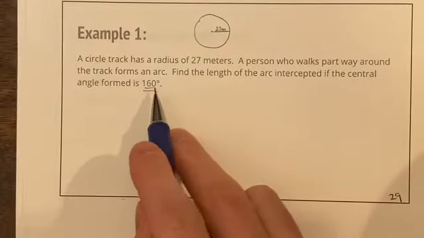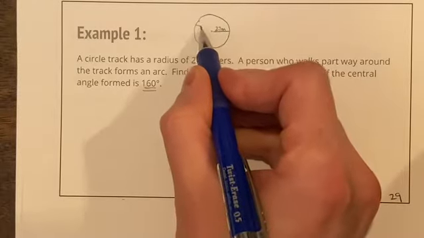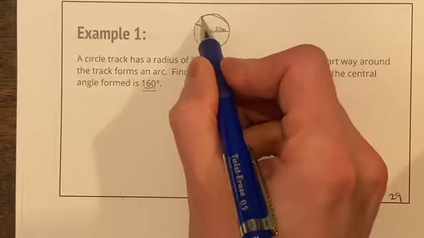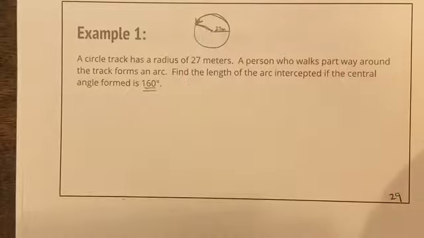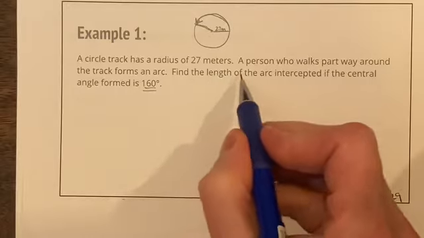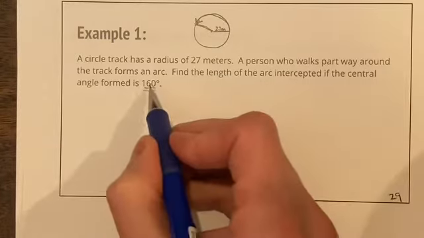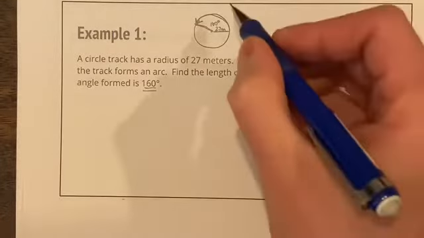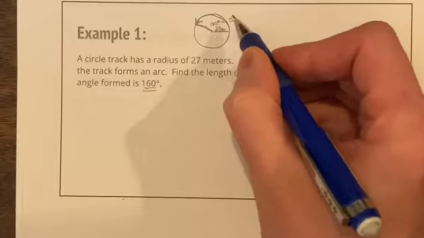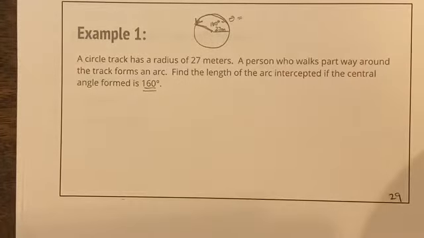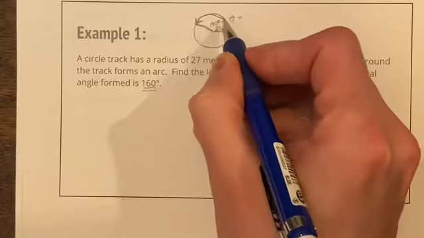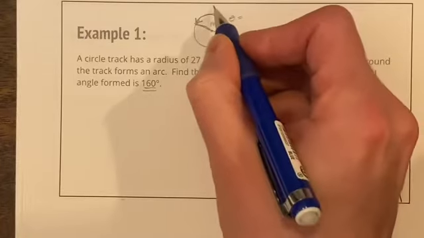But 160 degrees is not quite 180, so our angle of 160 degrees will look something like that. We're supposed to find the length of the arc intercepted if the central angle is 160 degrees. So our theta is equal to 160 degrees, but we're going to need to write that in radians. And what the question is asking for is how long this distance traveled along the outside is, and we call that the arc length.